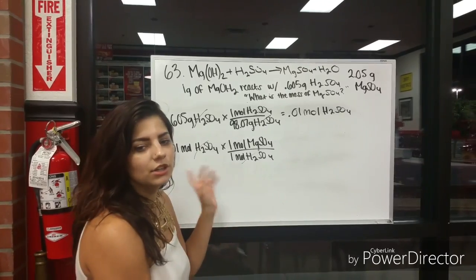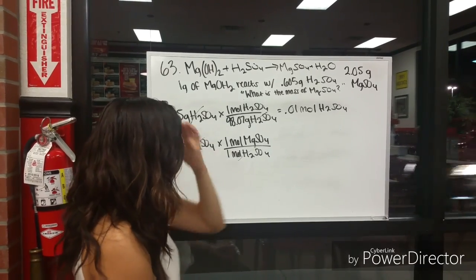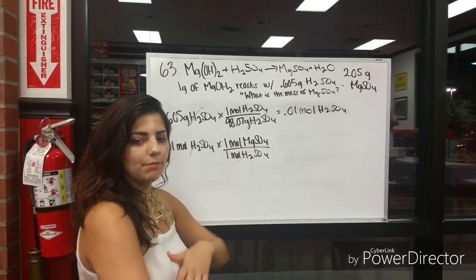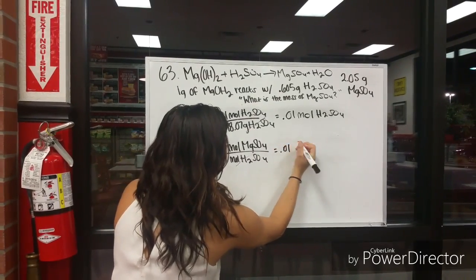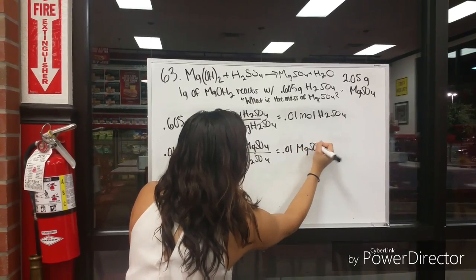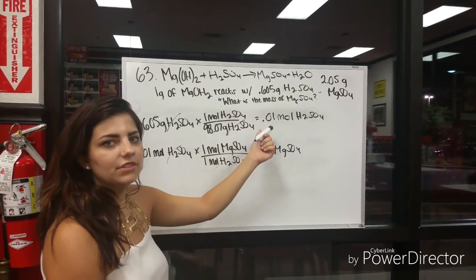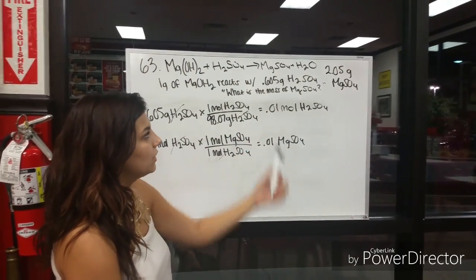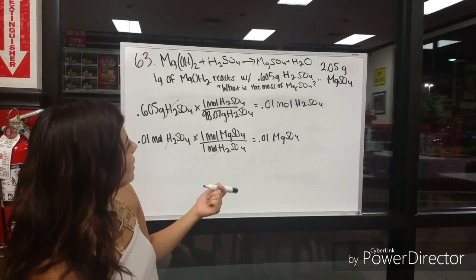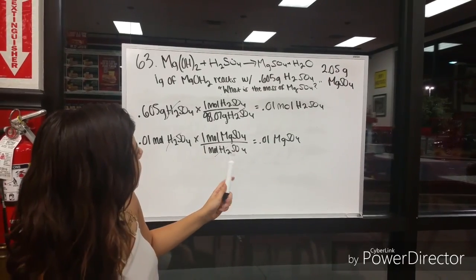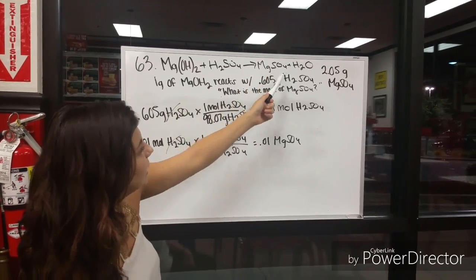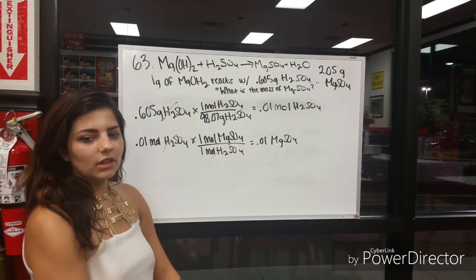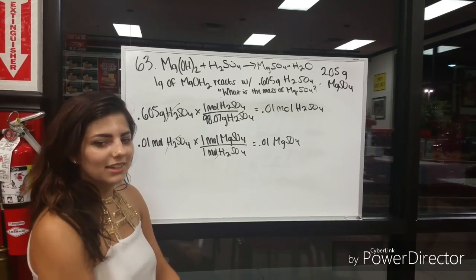And it's going to be 0.01 mole times 1 over 1. So we're going to get 0.01 moles MgSO4. And you'll notice that these are the same like they were in the first half of the equation, because we have a 1-to-1 ratio again. And the 1-to-1 ratio this time is in the SO4 and SO4.